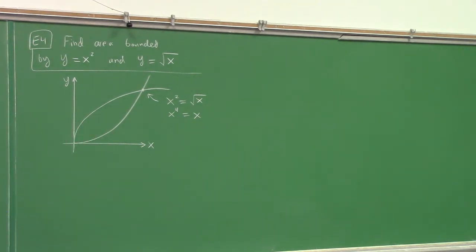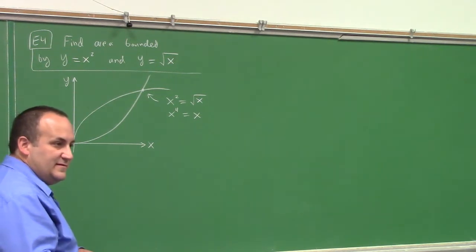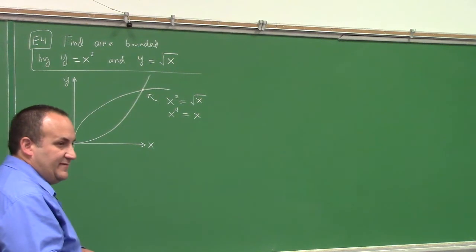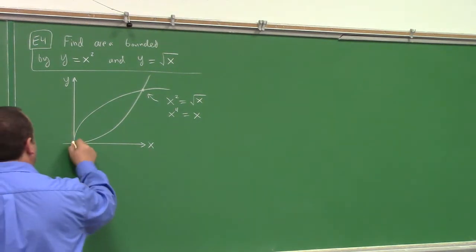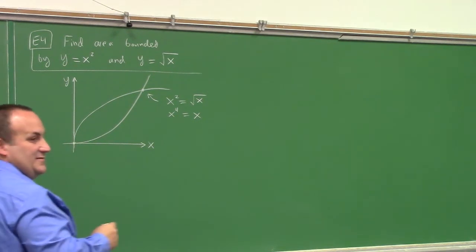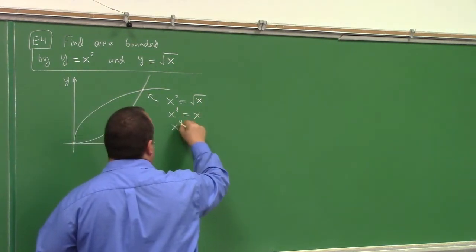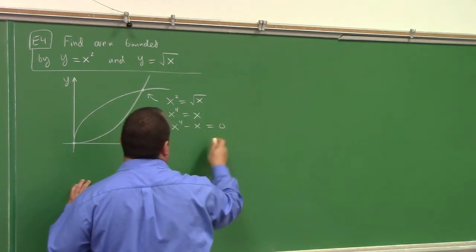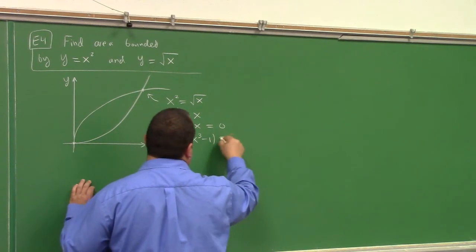I'm not deceiving us with my picture. In fact, there's 2 points of intersection, aren't there? Where's the other point? It's also on my graph. Yeah, we're here, right? So we square this equation. Then you've got x to the 4th minus x equals 0, which is x times x cubed minus 1, right?